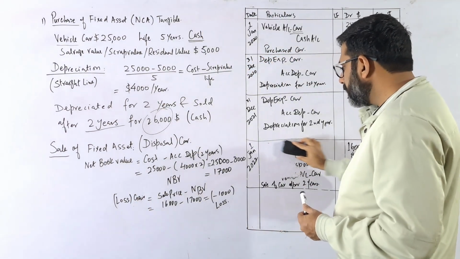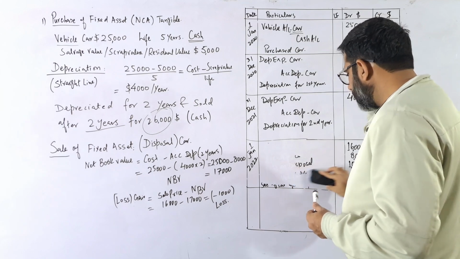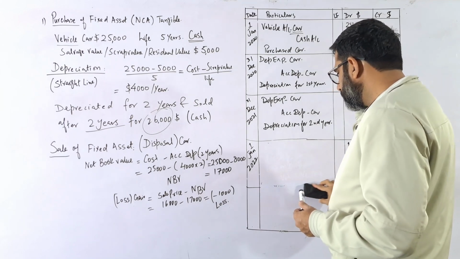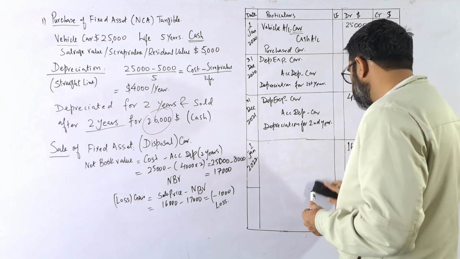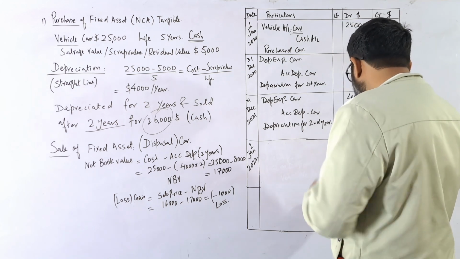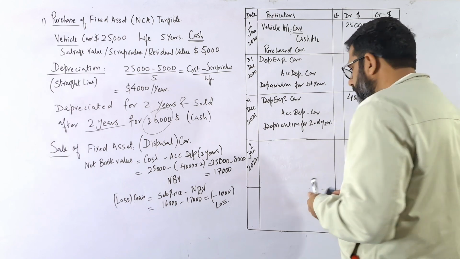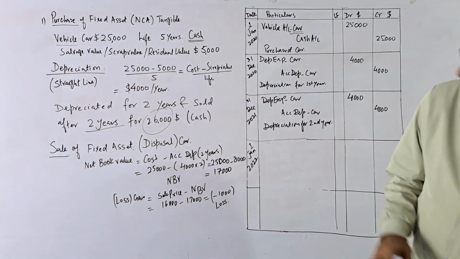Now we are assuming that the asset, or that car, is sold for not 16,000. It is sold for how much? This is sold for 26,000. So now how to get that account? What will be debited? What will be credited? So very simple thing.